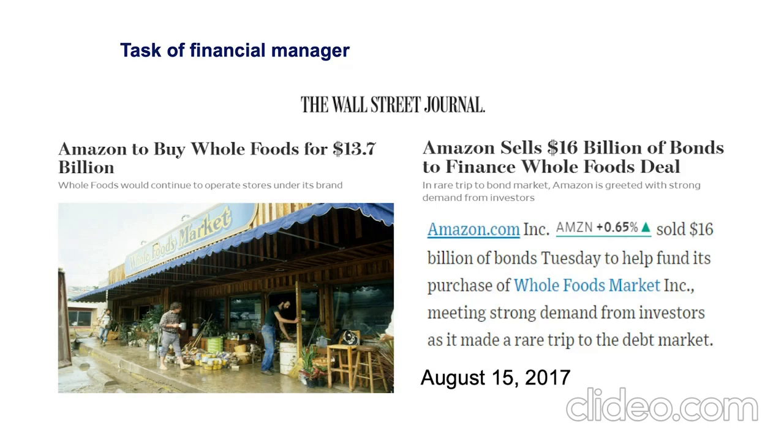Clearly, after these transactions, Amazon's asset side will now have Whole Foods as its new assets, and its liability side will see an increase of debt by $16 billion. The difference of $2.3 billion will also end up on the asset side, of course.